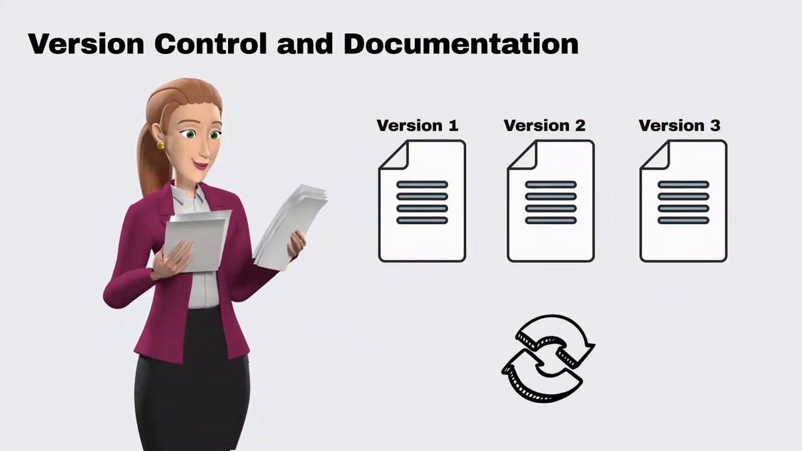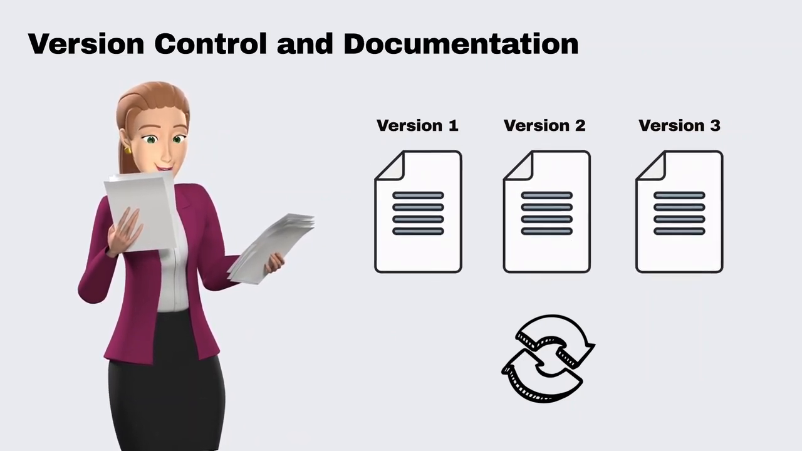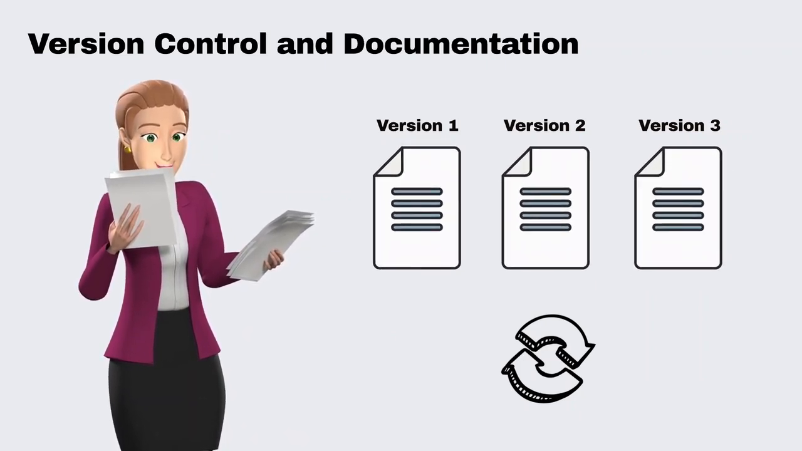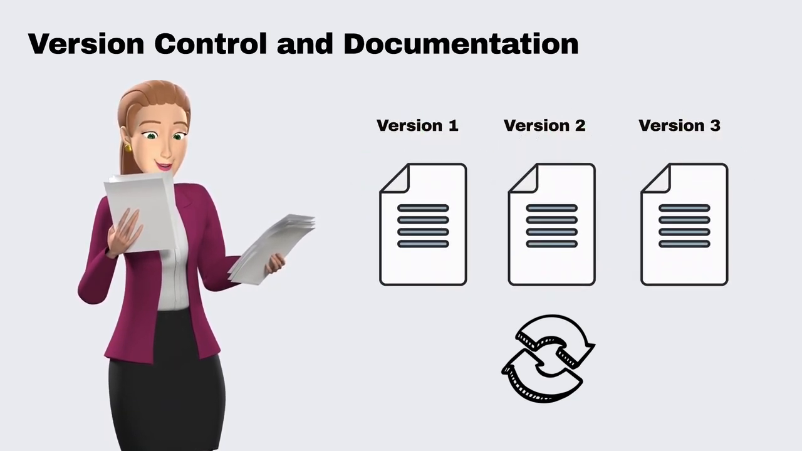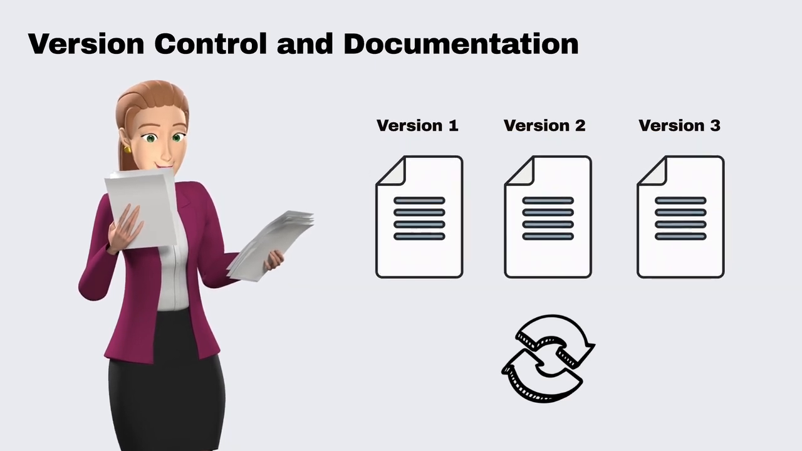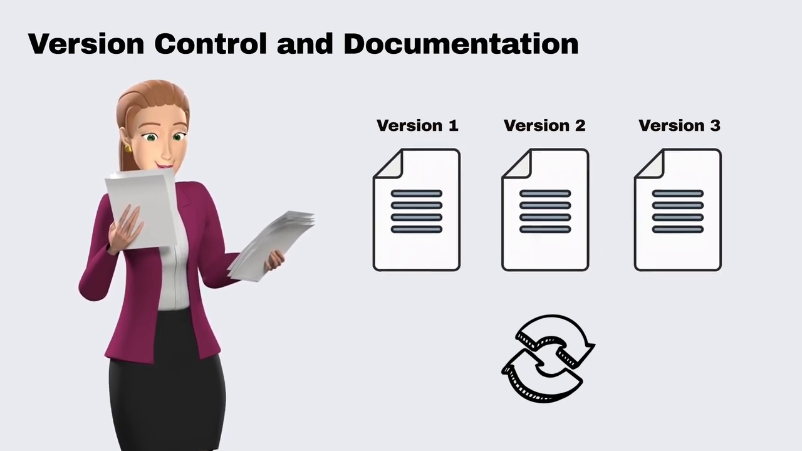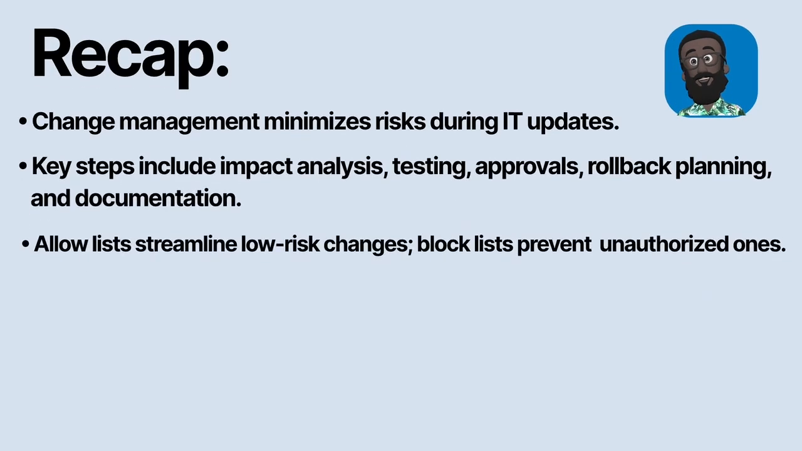And then you have version control. Version control tracks document or code changes, allowing for quick rollback if needed. After a change, related policies, diagrams, and training materials should be updated to reflect the new reality. Outdated documentation is a recipe for confusion and compliance failures. That's all for change management.